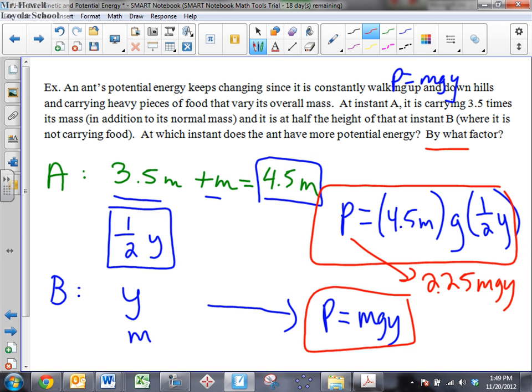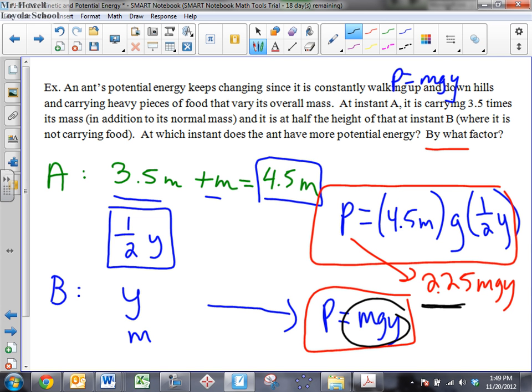So what are we taking the original, the mgy, and multiplying it by? It's just this 2.25 right here. That's the only difference we're seeing. So at instant A, there's more potential energy, and by what factor? 2.25 times the potential energy at instant B.